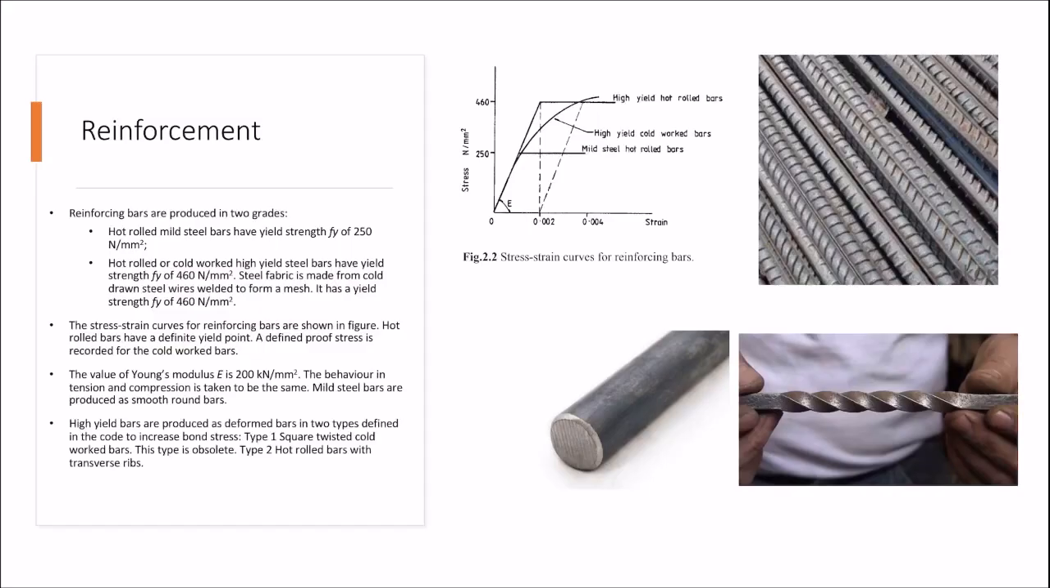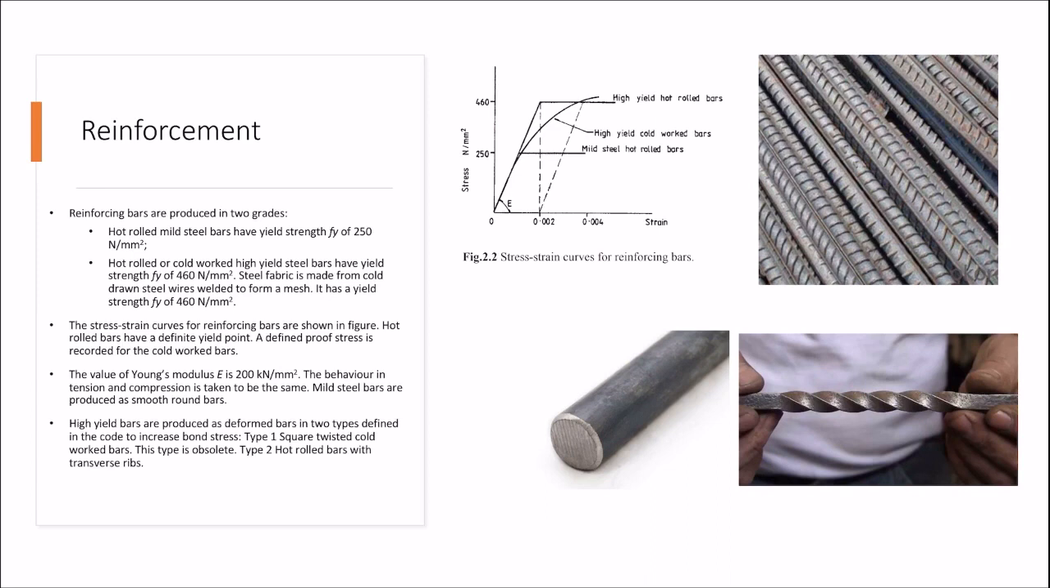Reinforcing bars are produced in two grades, which are hot roll mild steel bars that have yield strength Fy of 250 N/mm², and another one, hot roll or cold work high yield steel bar that has yield strength of 460 N/mm². Steel fabric is made from cold drawn steel wires welded to form a mesh. It has a high yield strength, which is 460.